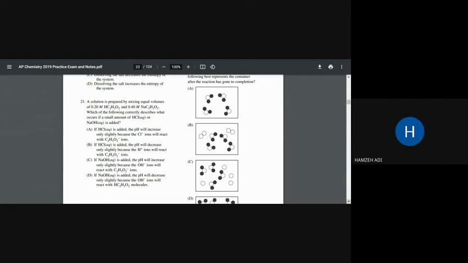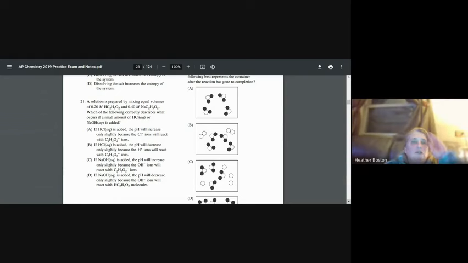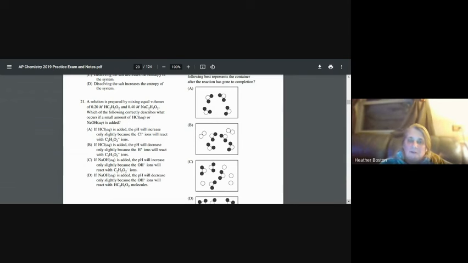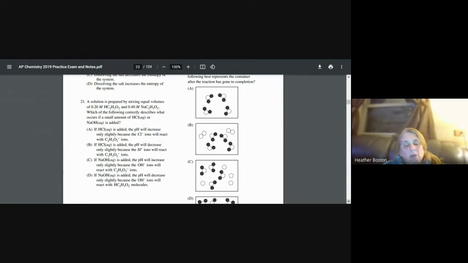Okay, got it. Thank you. All right, let's do 21, what's called a buffer system. A buffer system is a weak acid and a salt of its conjugate base. What a buffer system does is it protects from huge changes in pH when you add either a strong acid or a strong base. Strong acid being HCl, strong base being NaOH.